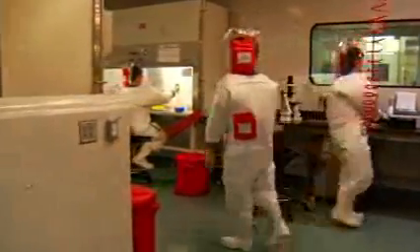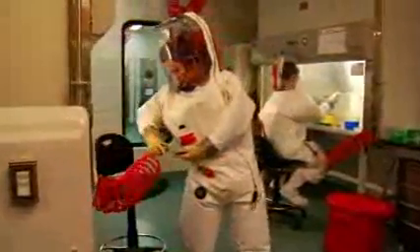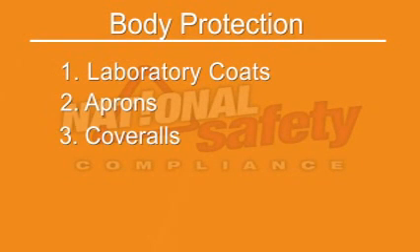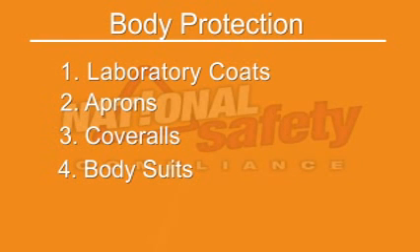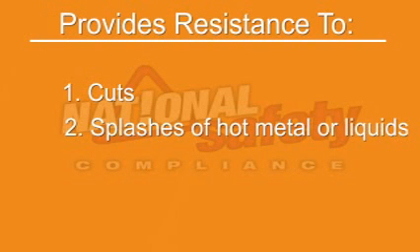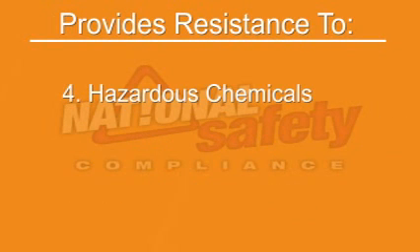Body protection is designed to avert physical and health hazards from the body. There are many types of body protection, such as laboratory coats, aprons, coveralls, bodysuits, and vests. Body protection provides resistance to cuts, splashes of hot metal or liquids, impact from tools, material, and machinery, hazardous chemicals, and radiation. Heat stress is a major concern for employers whose employees wear certain types of body protection, especially when worn in hot environments.